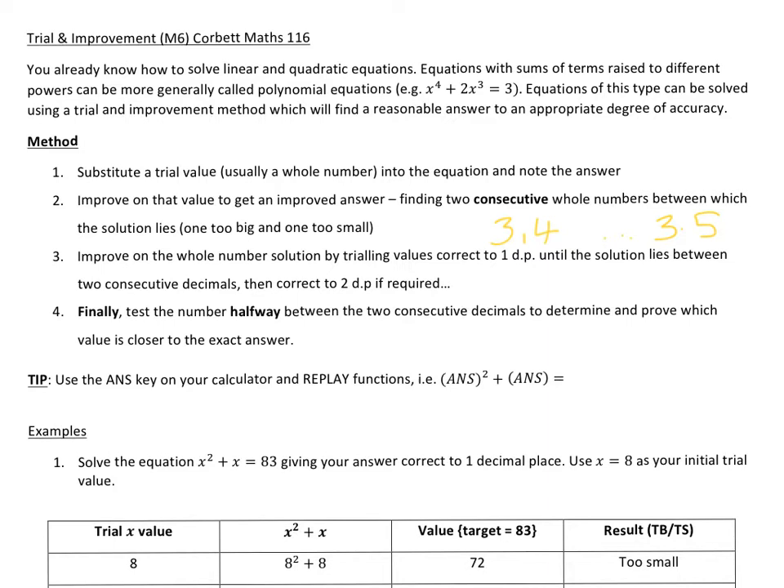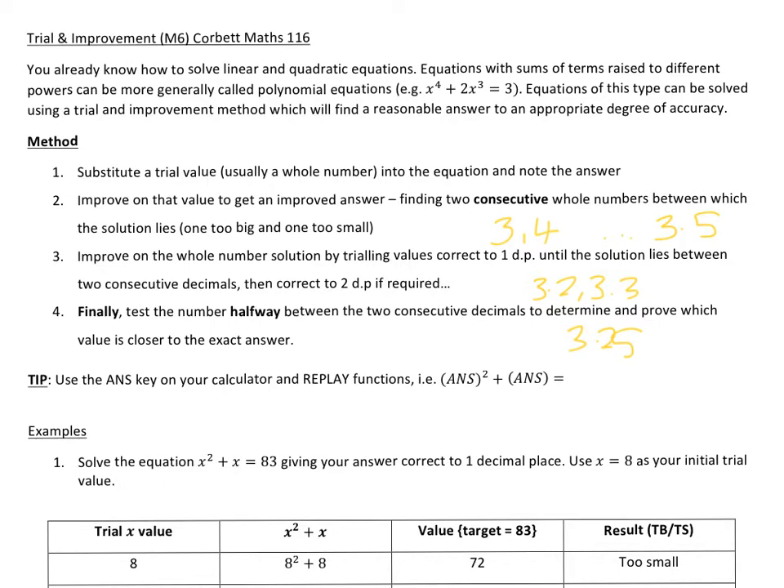Once we have it between two values to one decimal place, for instance 3.2 and 3.3, it might appear that it would be closer to, say, the 3.2. What we need to do though is test by going halfway. So in this case we would look at 3.25, and then that would help prove which value it is closer to.